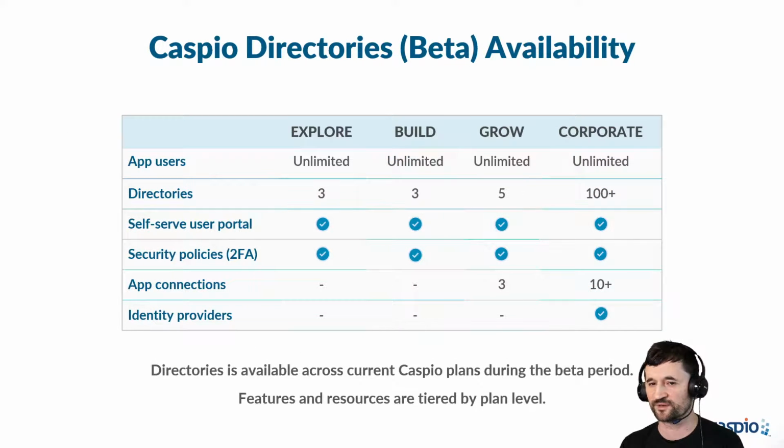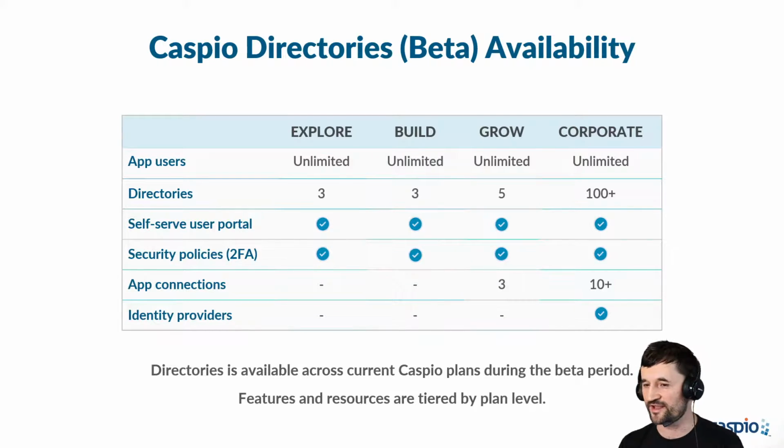And just to quickly summarize the availability of Caspio Directories, which is still in beta, by the way, you will see that unlimited application users across all of your accounts, how many directories are given per account. You can see self-service user portal and security policies such as two-factor authentication is available across the board. And depending on your account, we have app connections and also identity providers.